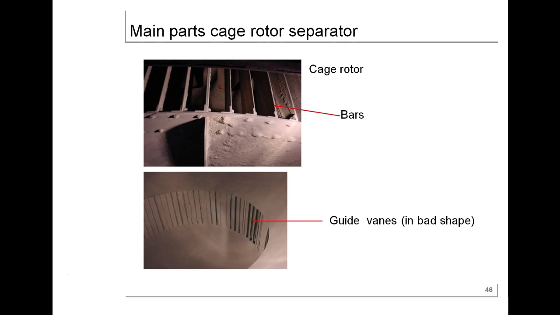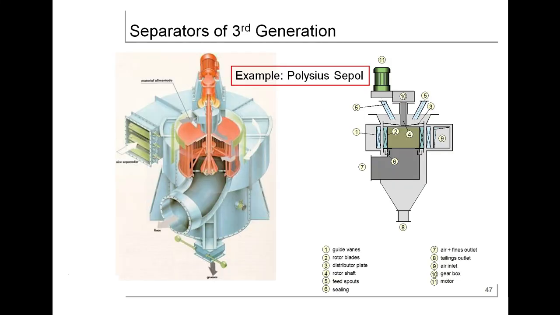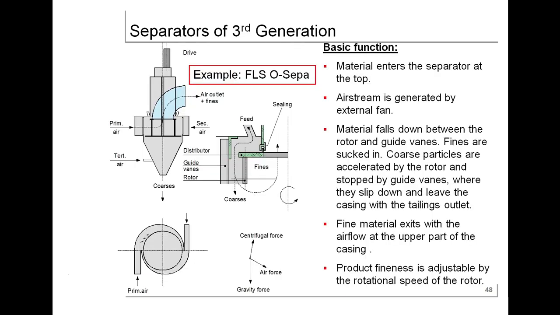Main parts of the cage rotor separator: cage rotor, bars, guide vanes. Separators of third generation, example: Polysius Sepol. Separators of third generation, basic function: FLSmidth SEPAX separator.